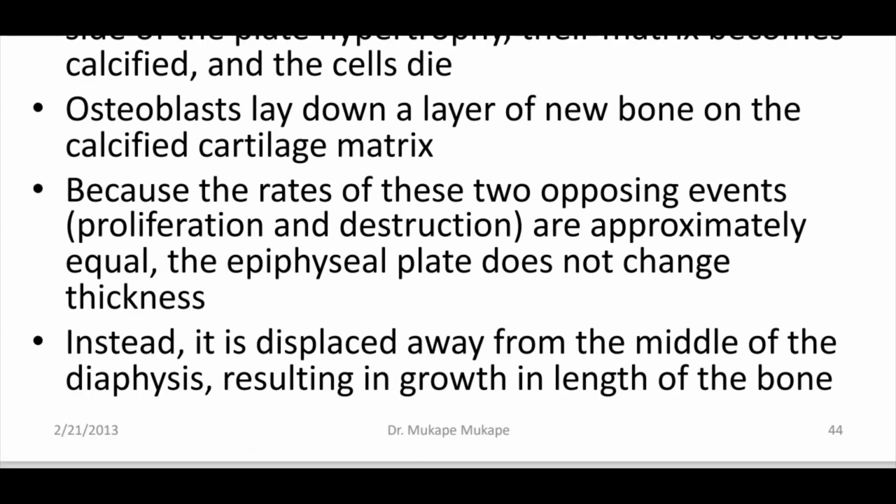Okay. So because the rates of these two opposing events, proliferation and destruction, are approximately equal, the epiphyseal plate does not change thickness. Instead, it is displaced away from the middle of the diaphysis, resulting in growth in the length of the bone.